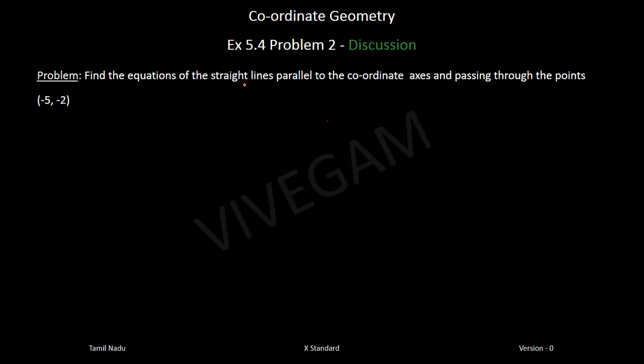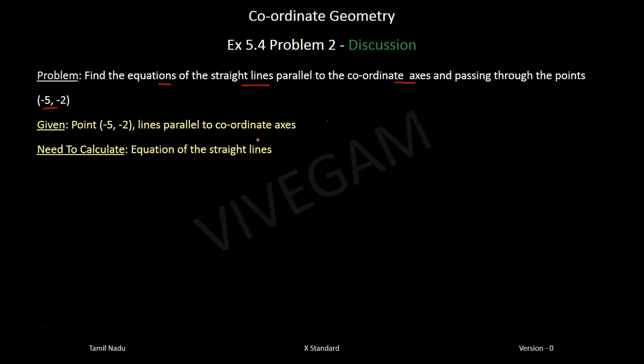Straight line parallel to coordinate axis. So there is one straight line which is parallel to the x-axis, another straight line parallel to the y-axis, and passing through the point minus 5, minus 2. And we are asked to find the equation of that straight line. Okay, the given point is minus 5, minus 2, lines parallel to coordinate axis, that is x-axis and y-axis. We need to calculate the equation of the straight line.